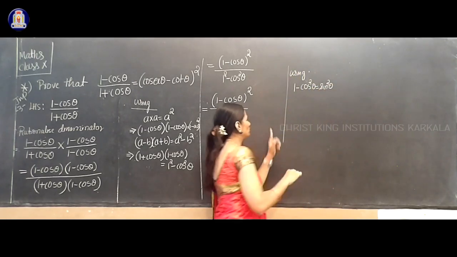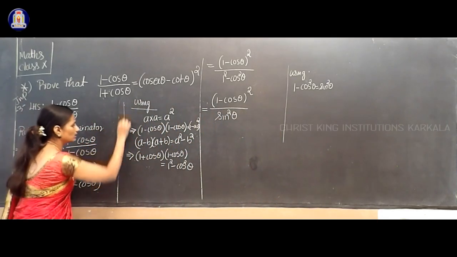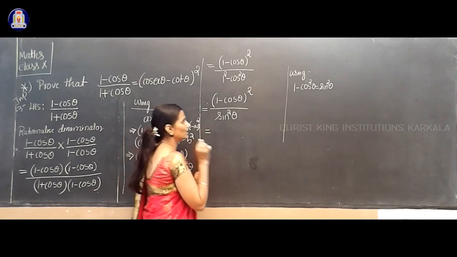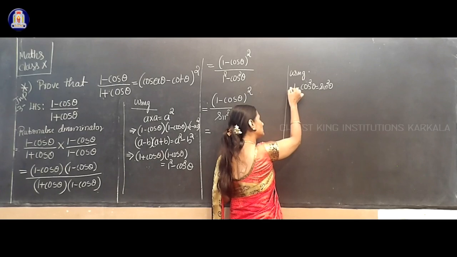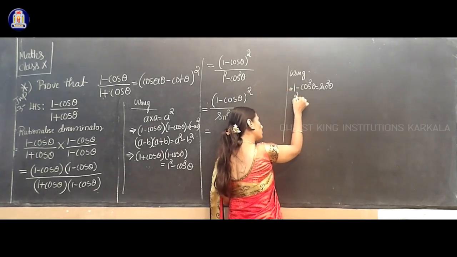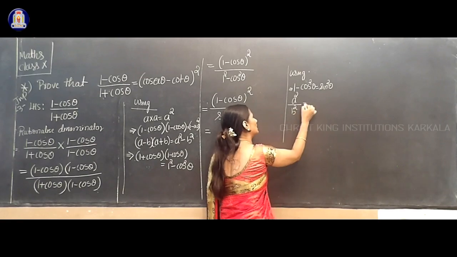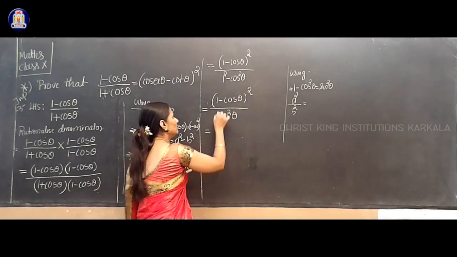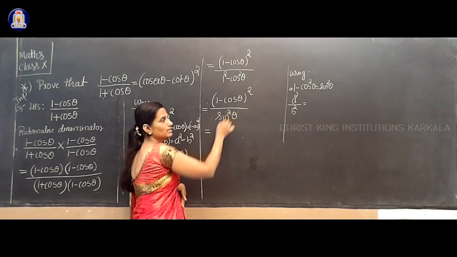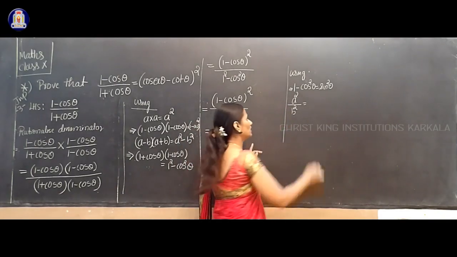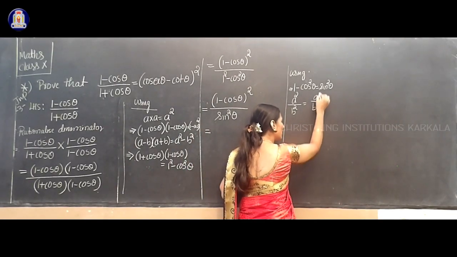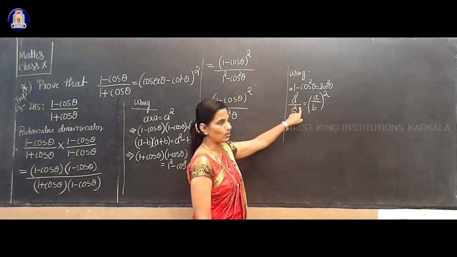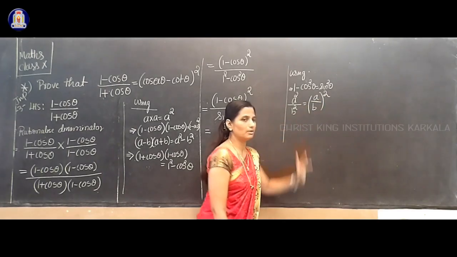By the side of the notes you should write what formulas are used. So now how to change this one? It is now in the form of a square divided by b square. See here, (1 minus cos theta) whole square is a square, divided by sin square theta, which is b square. A square divided by b square is equal to (a divided by b) whole square.